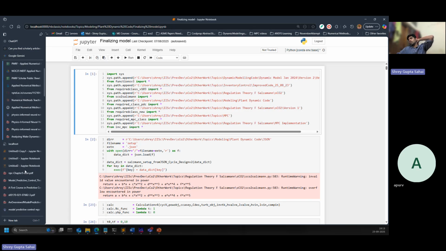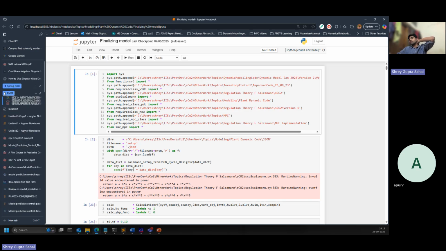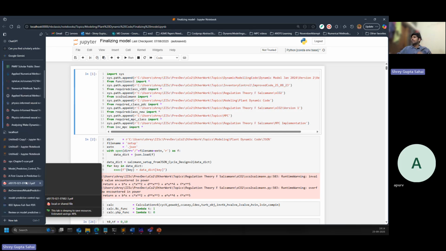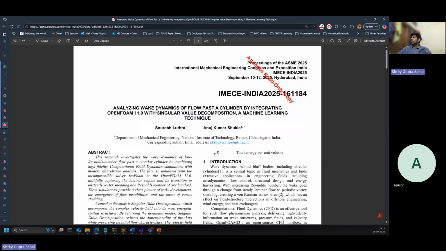Before I get into singular value decomposition, which is what I have planned to discuss, I wanted to show one paper. I recently went to a conference and stumbled upon a paper on singular value decomposition. They haven't done much about the problem, but they have simulated flow past a cylinder in a CFD tool and just done a singular value decomposition to see what it gives. That's it, and it is quite interesting to look at what it does.